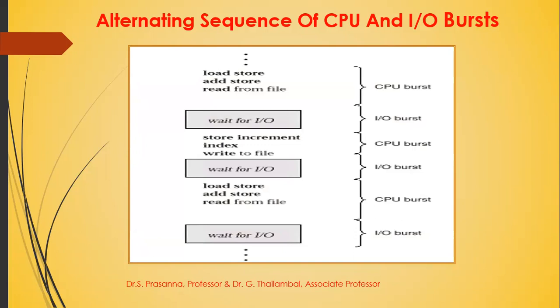After that, again it goes for store, increment index, write to file, which are all commands that need to be executed by the CPU, so it is a CPU burst. Then it will wait for the IO, and that is the IO burst. And again it is executing some commands, so it is a CPU burst. Likewise, the CPU and IO bursts are executed in a cycle, and therefore it is called a CPU IO burst cycle.